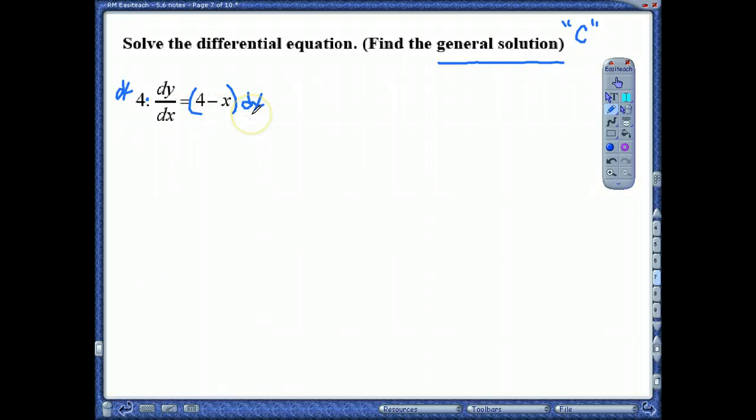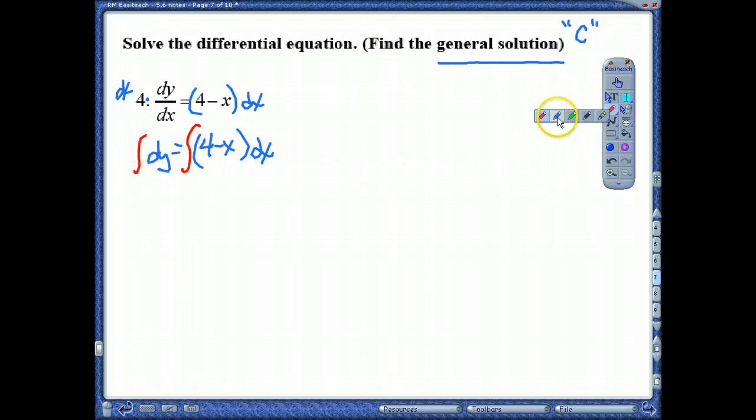I can't separate the 4 minus x. I can separate multiplication, division, but I can't separate addition and subtraction. So the left side's going to be dy, the right side's going to be 4 minus x dx. Once I separate, I'm going to integrate.